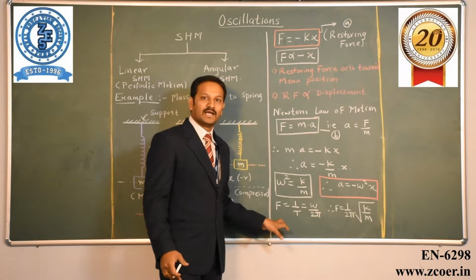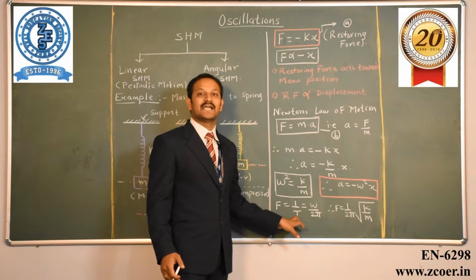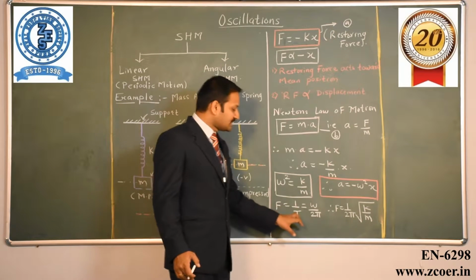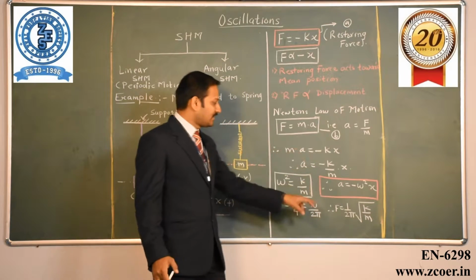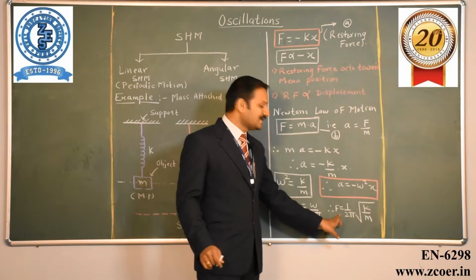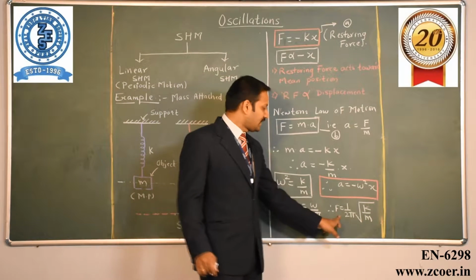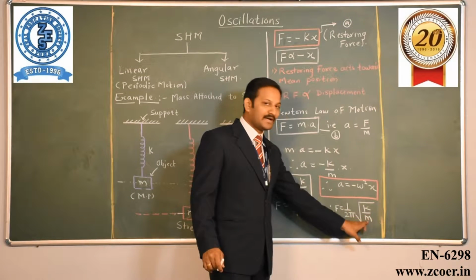Now, if I want to find this frequency in terms of hertz, then I have to use this formula: f equals 1 upon T. What is T? T is the time period. 1 upon T equals omega upon 2 pi. So finally, the frequency of this particular system which undergoes linear simple harmonic motion is f equals 1 upon 2 pi under root k by m.